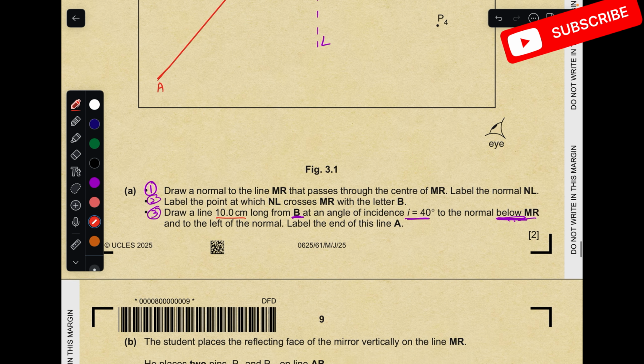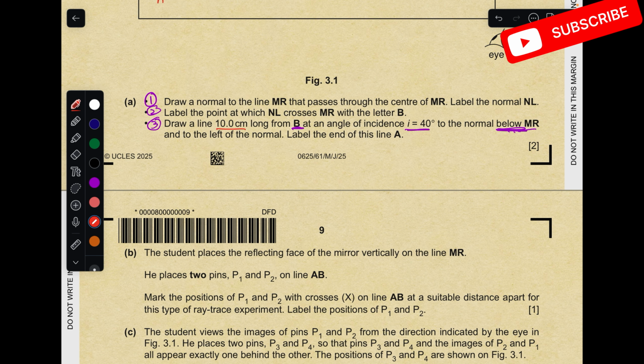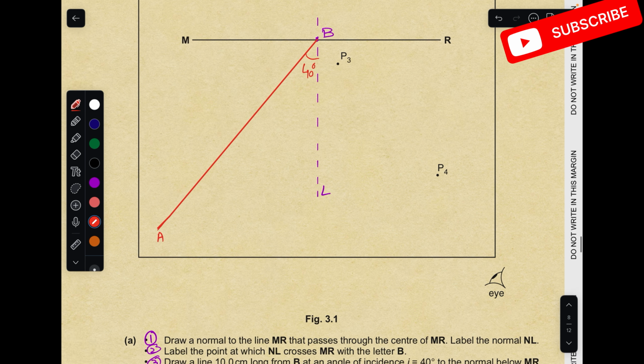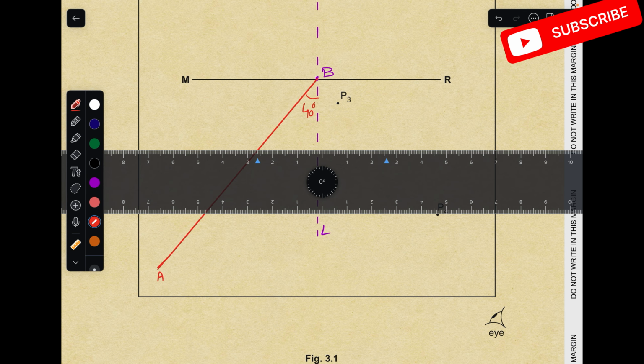Perfect. So moving forward, part B, this is for the 2 marks. The student places the reflected face of the mirror vertically on the line MR. He places two pins P1 and P2 on the line AB. Mark the position of P1 and P2 with crosses on line AB at a suitable distance. What is the suitable distance? It should be more than 5 centimeter. This is the criteria you have to keep in mind for this type of ray trace experiment. Label the position. So they should be 5 centimeters apart.